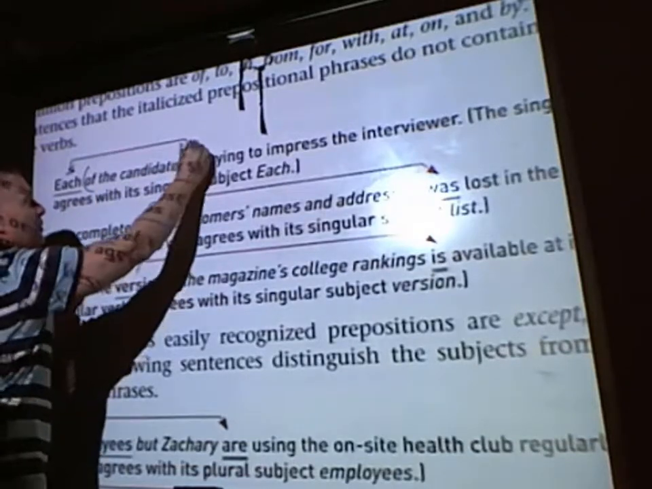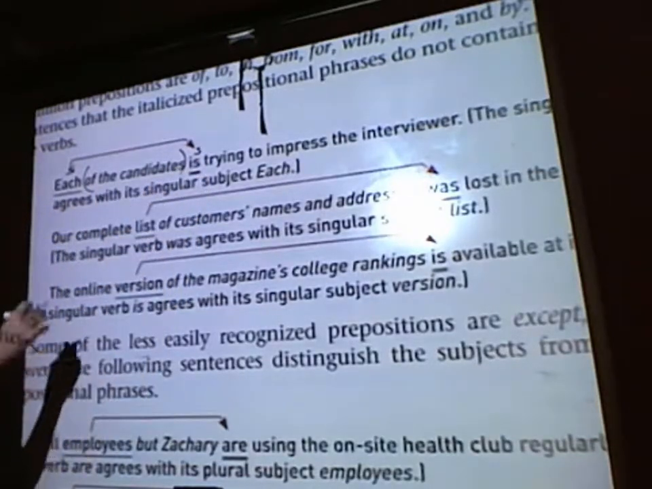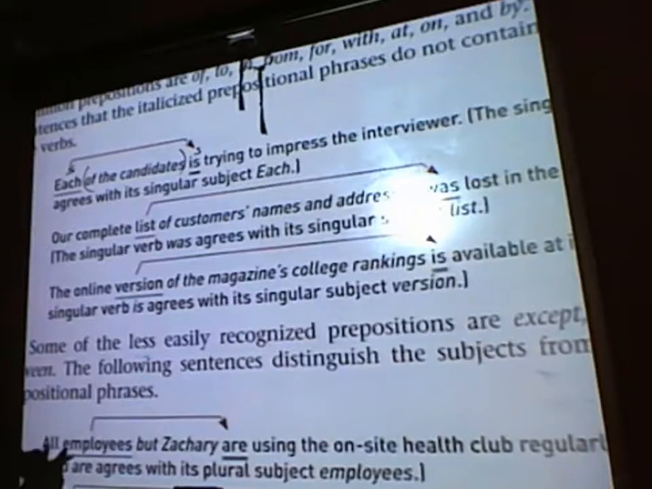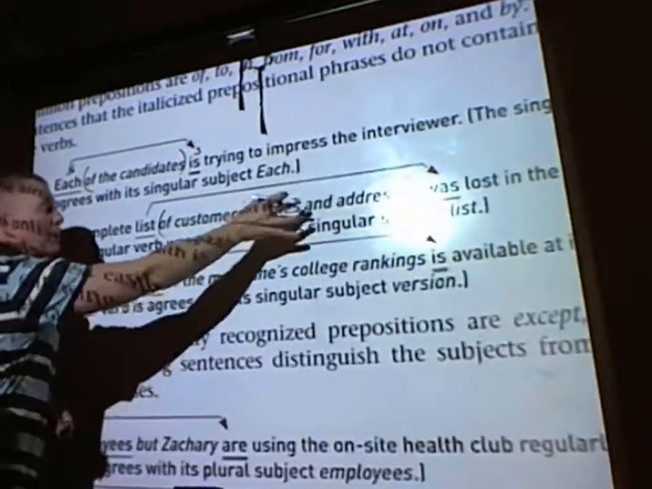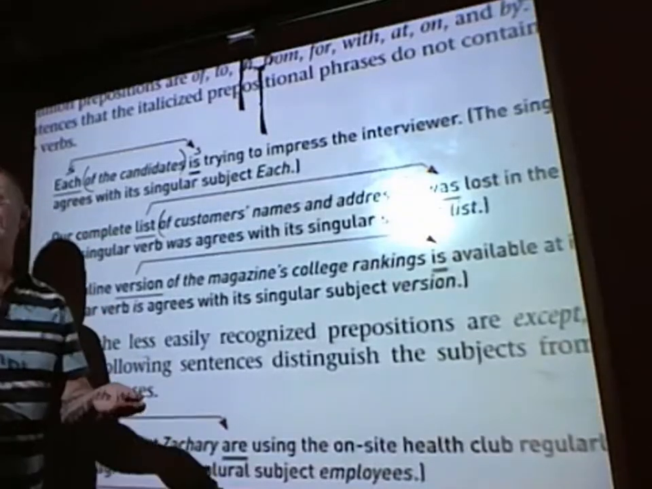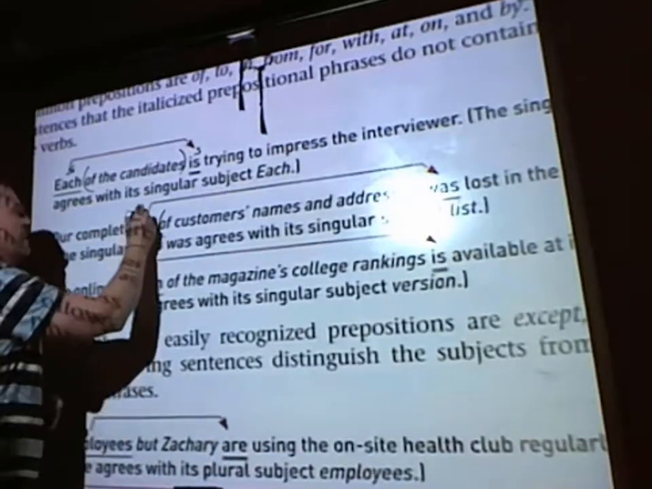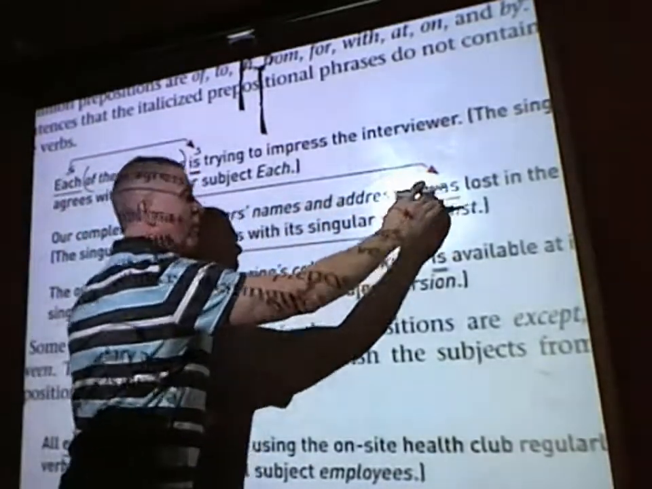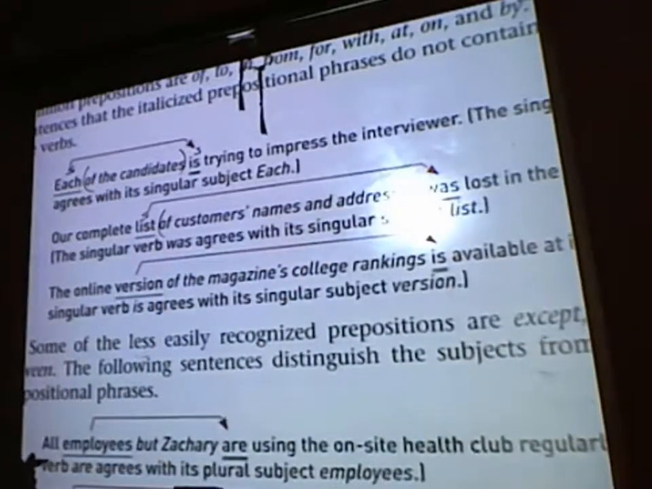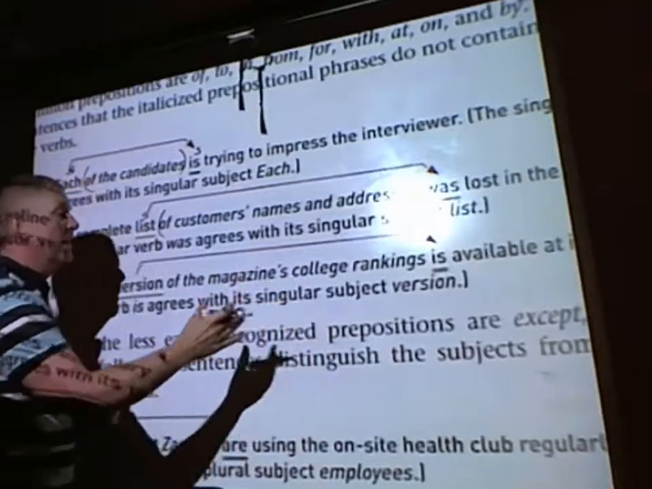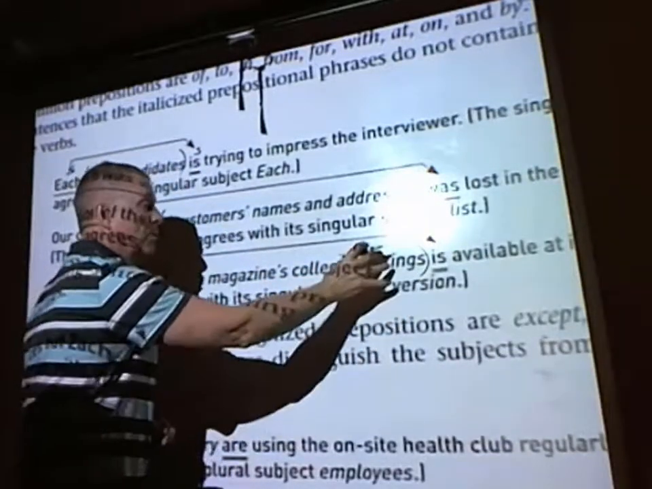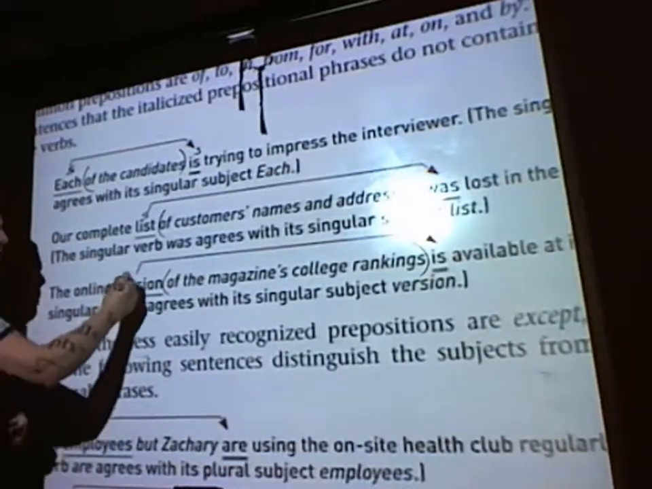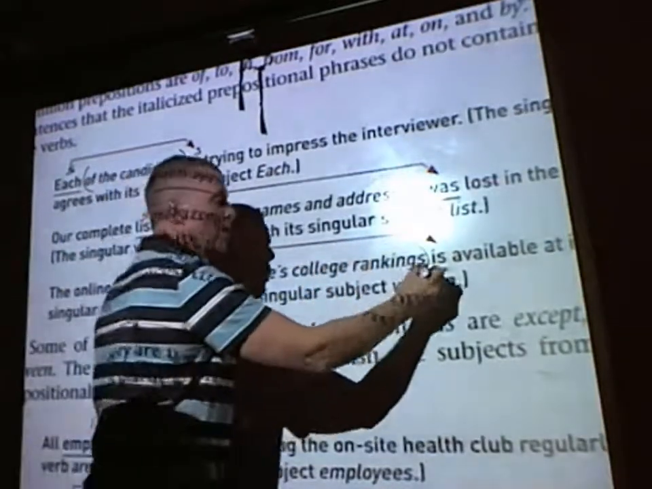Our complete list of customers' names and addresses. Here's a prepositional phrase right there. It shows plurality in the prepositional phrase. Disregard it. So list is singular. We need a singular verb, was. The online version of the magazine's college rankings is available. Okay, here's a prepositional phrase which indicates plurality. Disregard it. Version is singular, and the verb associated with it is also singular.